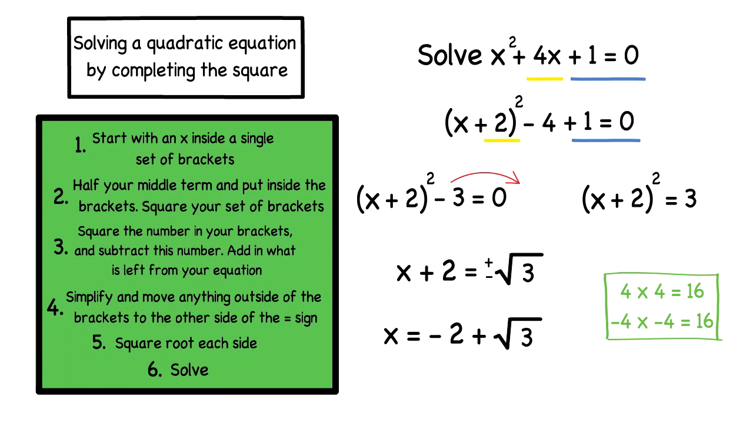Next, we want to move the 2 over so that the x is on its own, and to do that we change its sign. So now x either equals -2 add the square root of 3, or x equals -2 take away the square root of 3. If you're on a non-calculator paper, you can leave your answer like this, but if you're in a calculator paper and they don't say otherwise, it's best to work this out fully.